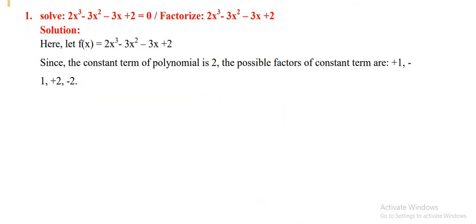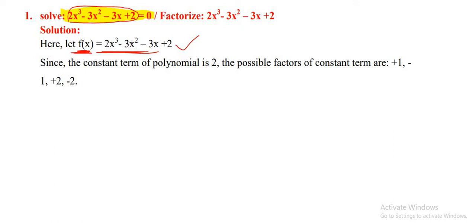In the solution of the first question, here we have the given cubic equation. This is our cubic equation, and it does not have any name. So what I did here, I have taken only the left hand side of the cubic equation and considered it as a polynomial f of x. So suppose f of x is equal to the given polynomial 2x cubed minus 3x squared minus 3x plus 2.